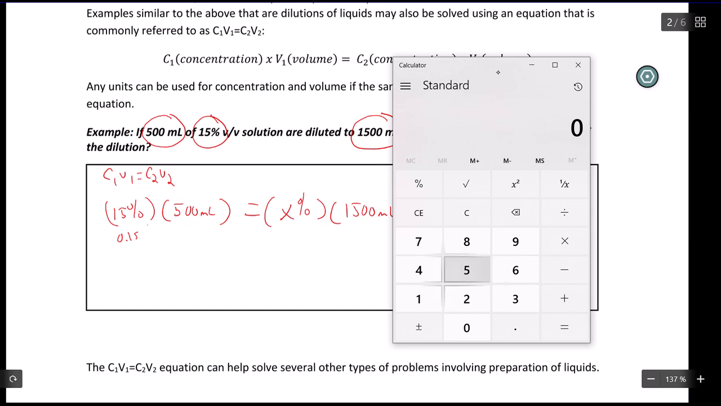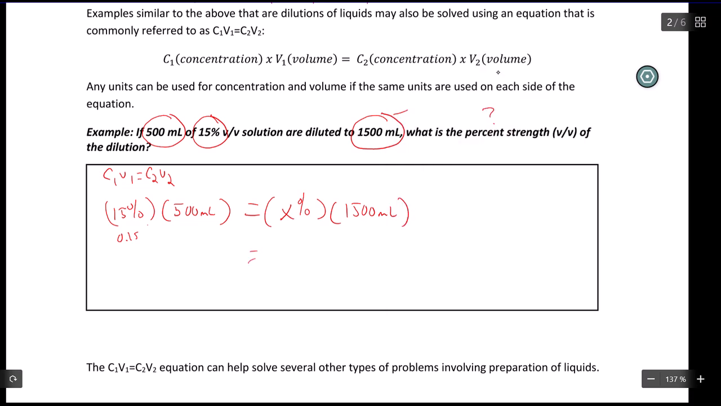So that means I'm going to take 15 times 500, and then I'm going to divide that by my 1,500, and I'm going to solve for X, and I get 5. So I know that X is equal to 5, and it's equal to 5%, because that's my unit right there. So the final amount, the percentage, will be 5%. All right.